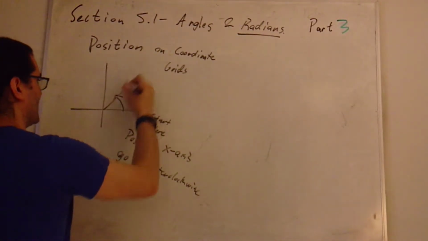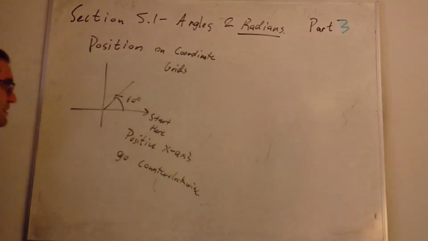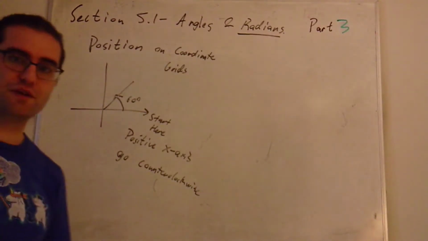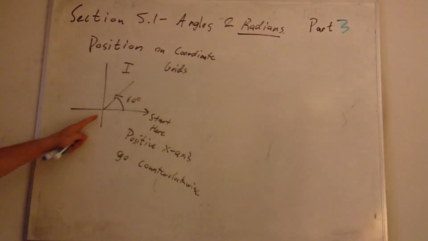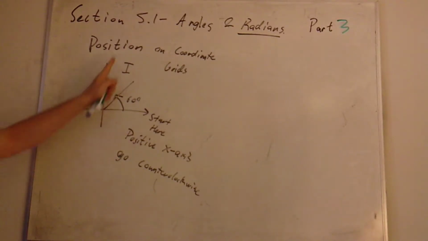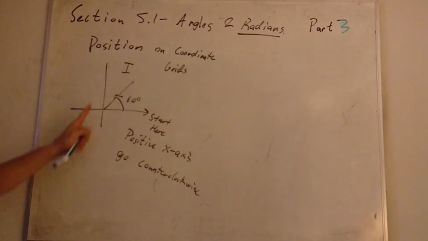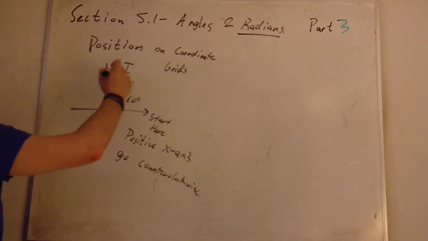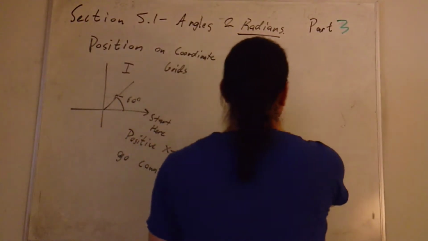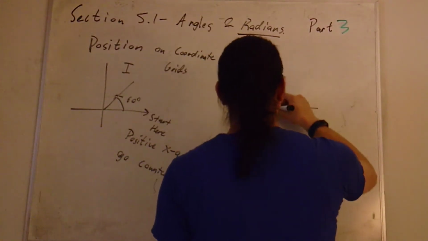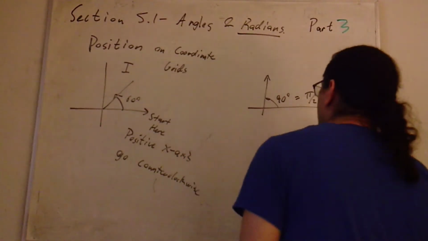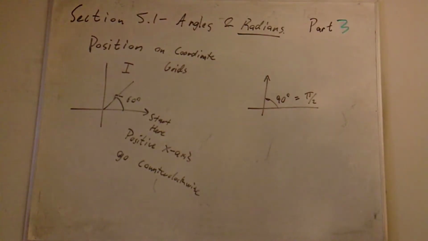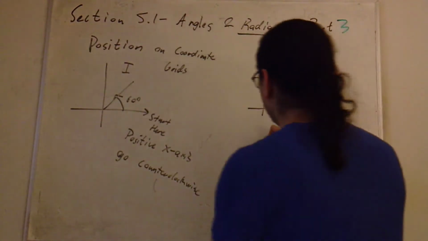So anything between 0 and 90 degrees ends up being a quadrant 1 angle. 45 degrees is right in the middle of quadrant 1. 60 degrees is more north and less east, but it's still in quadrant 1. 90 degrees is straight up the y-axis. This is a 90-degree angle. That's pi over 2, we said. So 90 degrees isn't in a quadrant. It's on the positive y-axis.